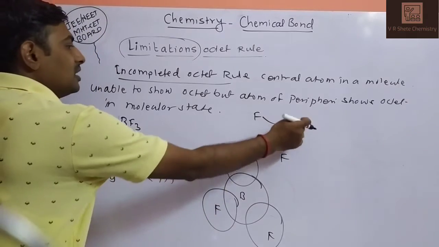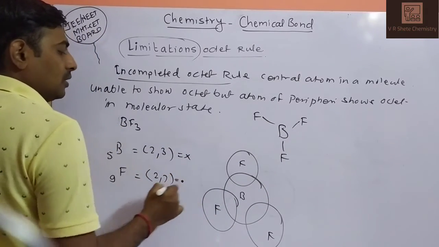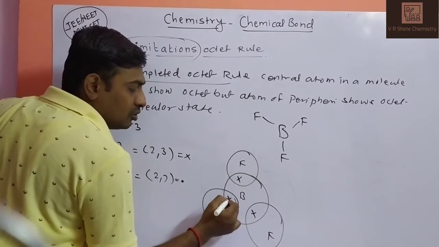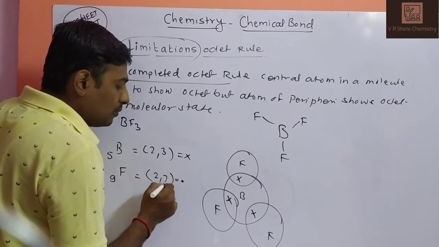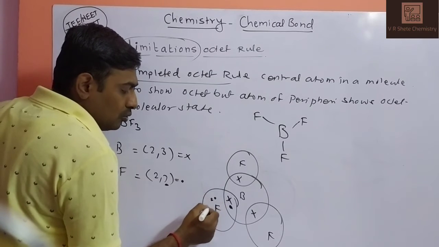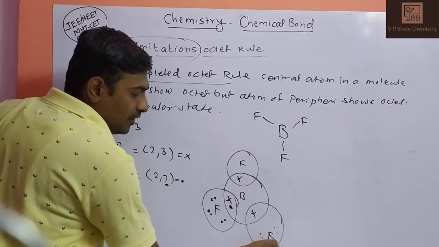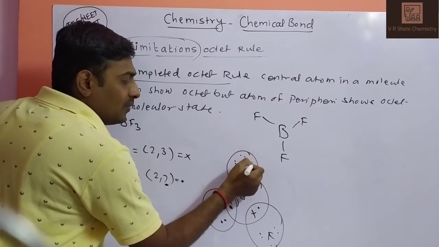So single covalent bond, single covalent bond, single covalent bond. Electrons of boron are crosses, electrons of fluorine are dots. So how many electrons are there? 3 electrons, 1 2 3. So 3 electrons completed. But fluorine, how many do we have to draw? 7 we have to draw. Out of 7, 1 is engaged in the bond. 6 remain, 1 2 3 4 5 6.